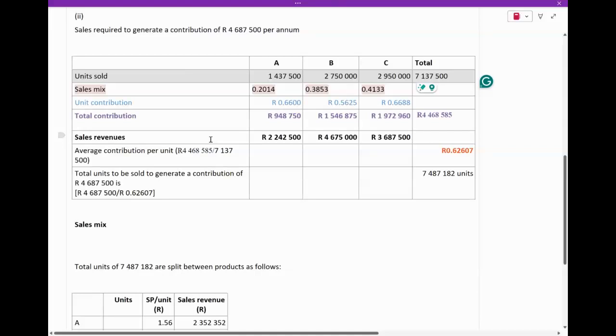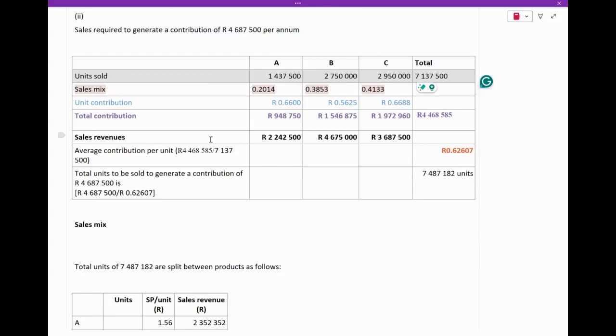Basically, we're doing what we did in 3.2, right? We're using the average contribution to find out how many units we must produce in order to get that contribution. Okay? So they've given us the sales already. We know how many units we sold for each. The product mix, how are we getting the product mix? So it's a fraction of the total sales, okay?